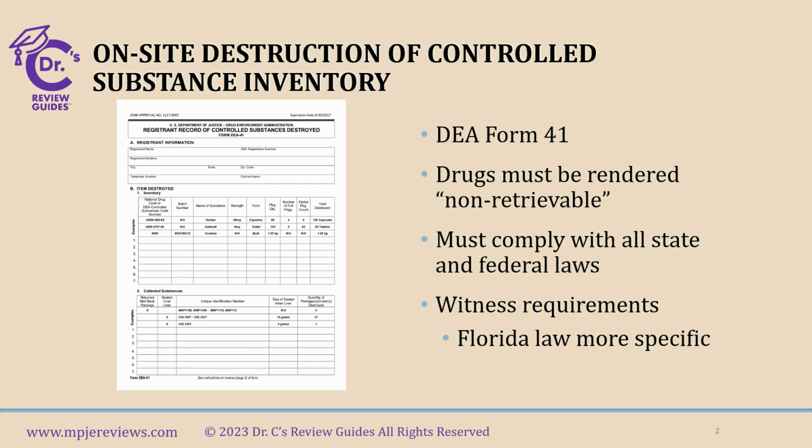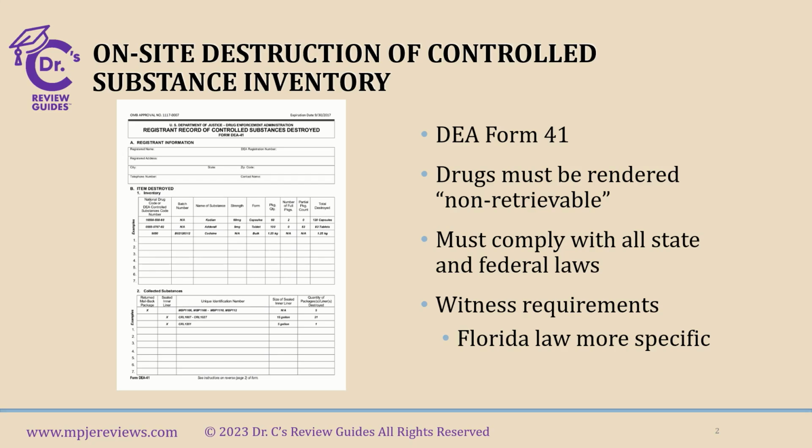You might use this process more in a hospital setting, but I don't imagine most community pharmacies do actual destruction of controlled substances on site on the premises. But again, you still need to know how to do this. So this is done with the DEA Form 41, and the form requires you to list, obviously, the name of the drug you're going to destroy, the NDC number, the drug strength, form, package size, quantity, the methods that the drugs were destroyed, and it also requires 2 signatures of employees who witnessed the destruction.